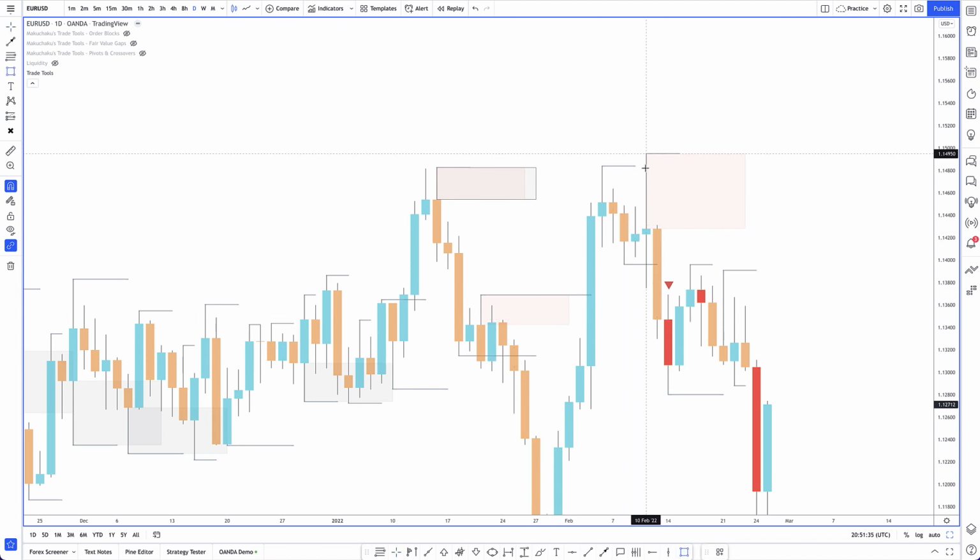For example, this is an order block, but you can see that the wick in this order block is not mitigated to the 50% of the wick. Hence, this is a valid rejection block.